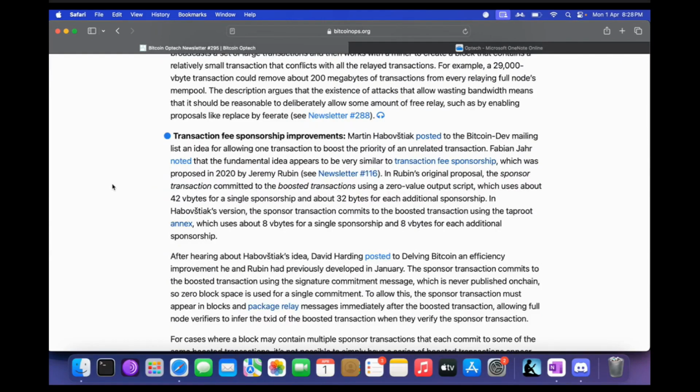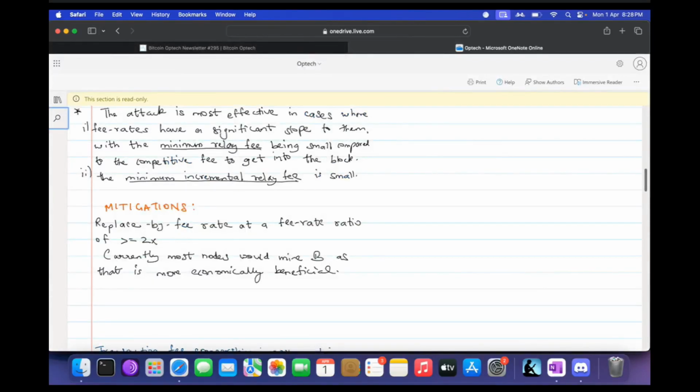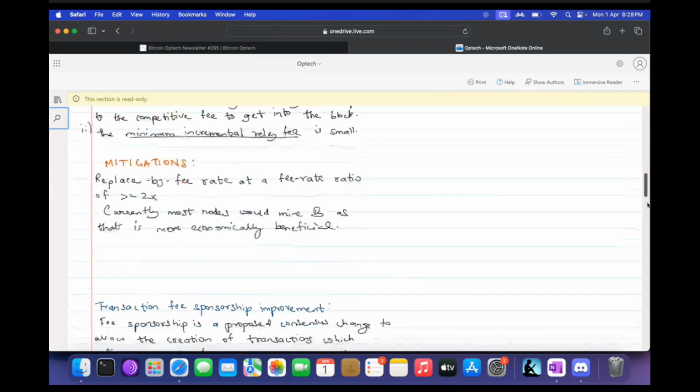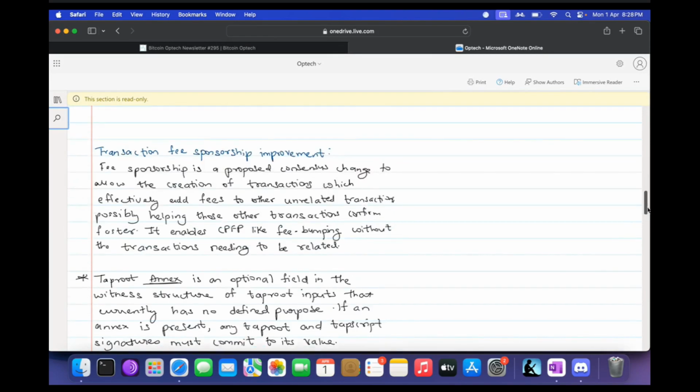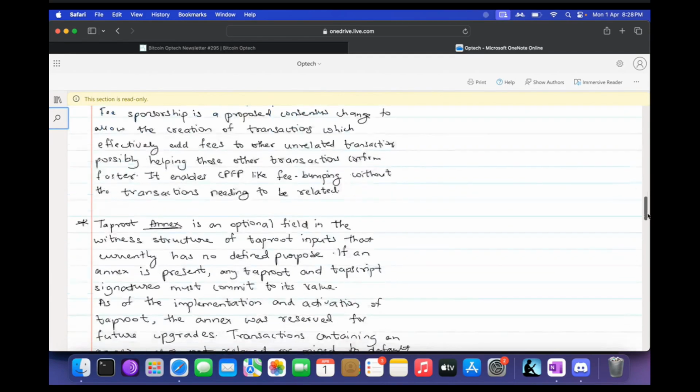He's come up with a proposal where transaction A can bump the fee of transaction B, even though transaction A and B are absolutely independent of each other and do not rely on each other per se. Now, how this works is, firstly, has anybody heard of this term called Taproot annex? Annex. Okay, because even I heard it for the first time when I was going through the newsletter.